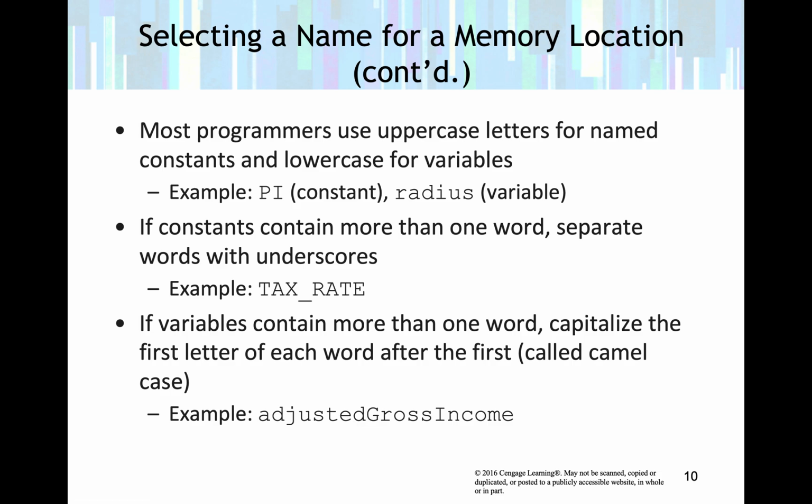So once again, if it's a constant, all capital letters. And if you have two words in a constant, put an underscore to separate the words so it's easy to read. If it's a variable and you have more than one word, start with a lowercase letter, and then the other words should be capitalized. And I would say this name right here, adjusted gross income, is really long. I would not name a variable that long. I would come up with something a lot shorter than that.